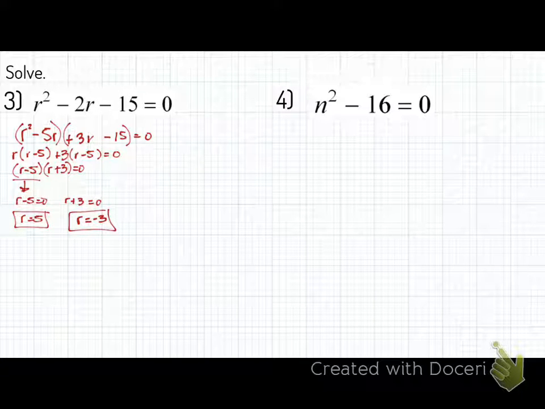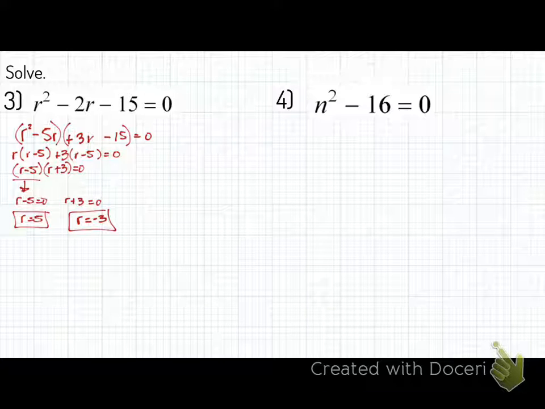Number 4. We got n squared minus 16 equals 0. Okay, so what term is missing here? What's wrong? I did number 3 a different way, but I still got the same answer. What did you do? I just did r minus 5, and I got it quicker, and I got the same answer. Okay, let me look at it, because sometimes we do it wrong and we accidentally get the right answer. Now, if you did it differently and you consistently get the right answer, that's good. But if you get the right answer by accident, then that's not good.